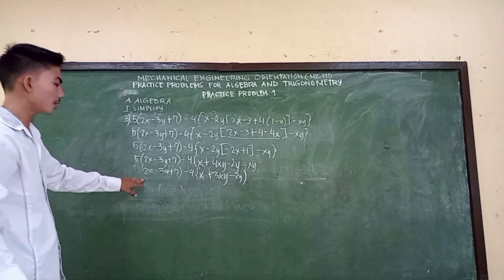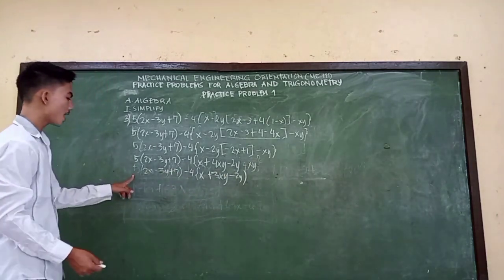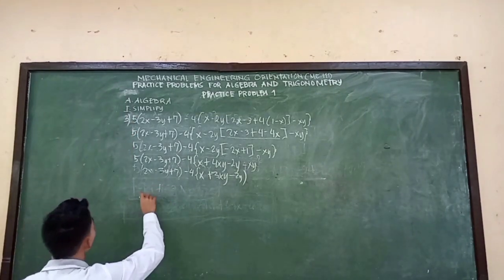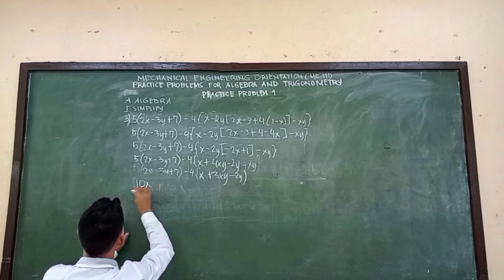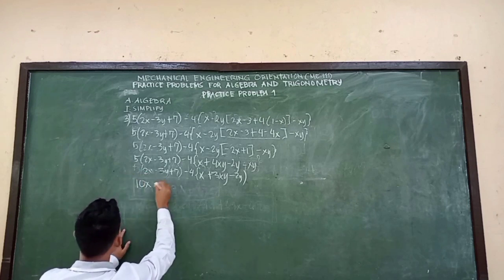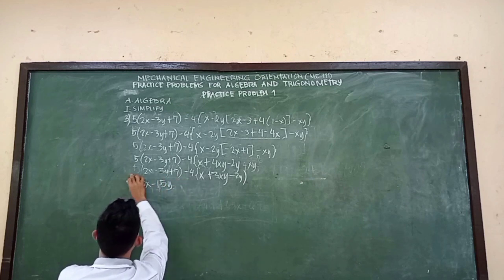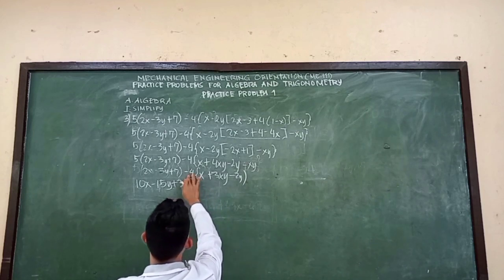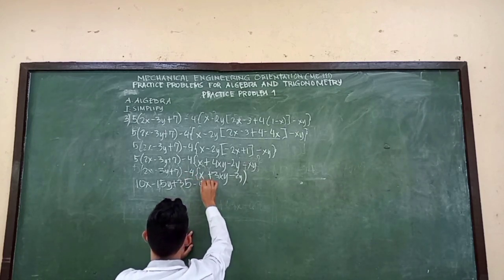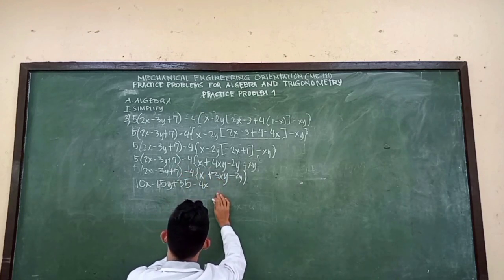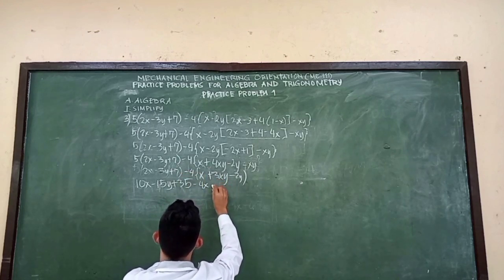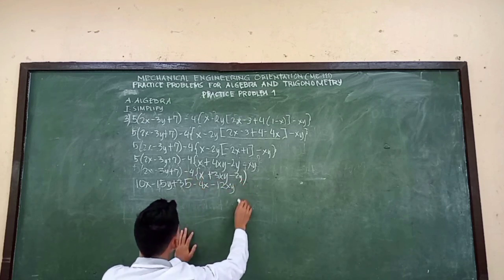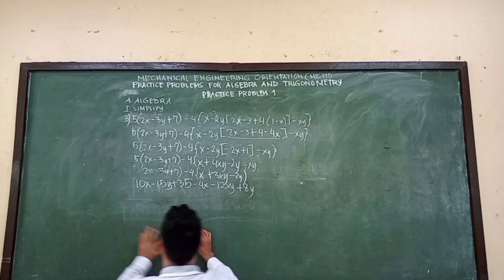Now, all we have to do is distribute 5 with 2x minus 3y plus 7. So, the answer will be 10x. 5 times negative 3y is negative 15y. And then 5 times 7 is 35. Now, negative 4 times x is negative 4x. Negative 4 times positive 3xy is negative 12xy. And then negative 4 times negative 2y is positive 8y.